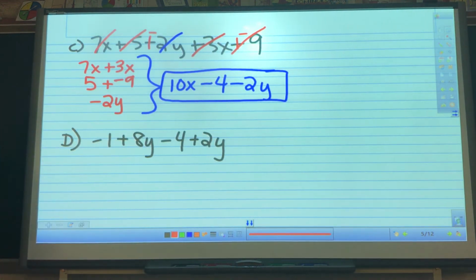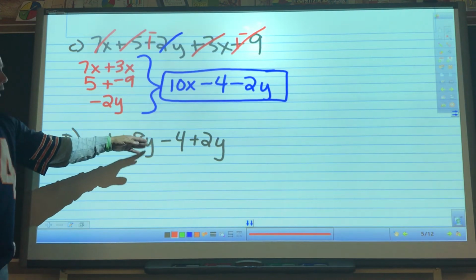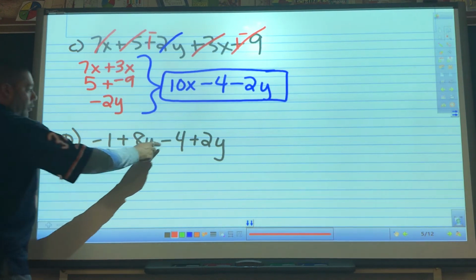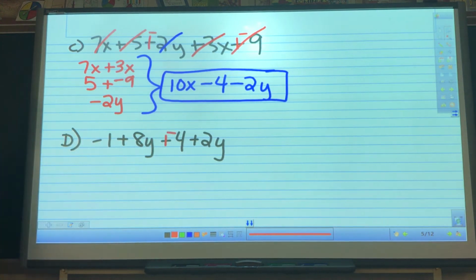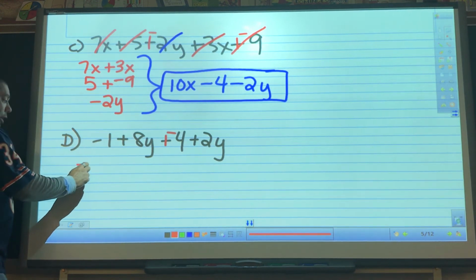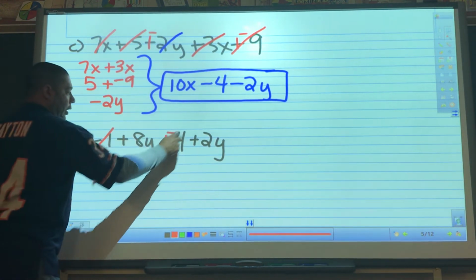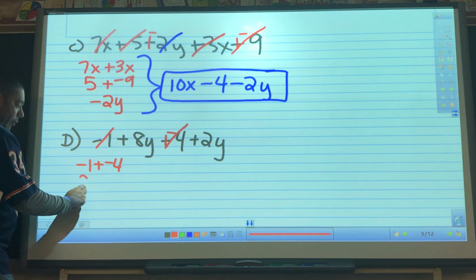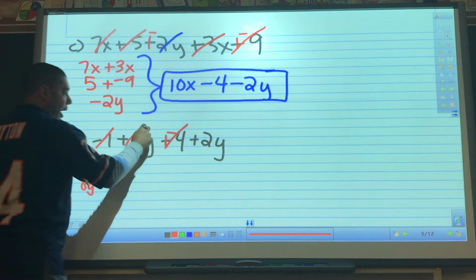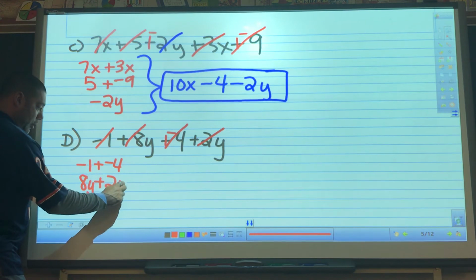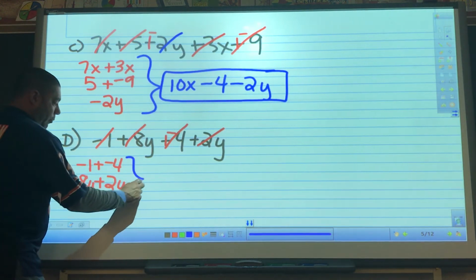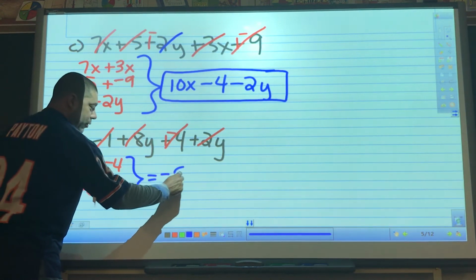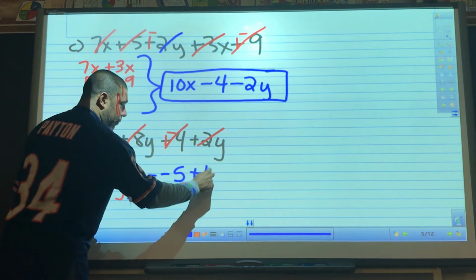Last one here together. Negative 1 plus 8y minus 4 plus 2y. Well, first thing I'm going to do is this minus sign, plus a negative 4. Okay, and I'm going to start. Negative 1. I also have the constant negative 4, so I'm adding those together. The 8y, I'm going to be adding with the 2y. So I got my like terms together. Now I just need to add them up. Negative 1 plus negative 4, same signs add, keep the sign. 8y plus 2y is 10y.